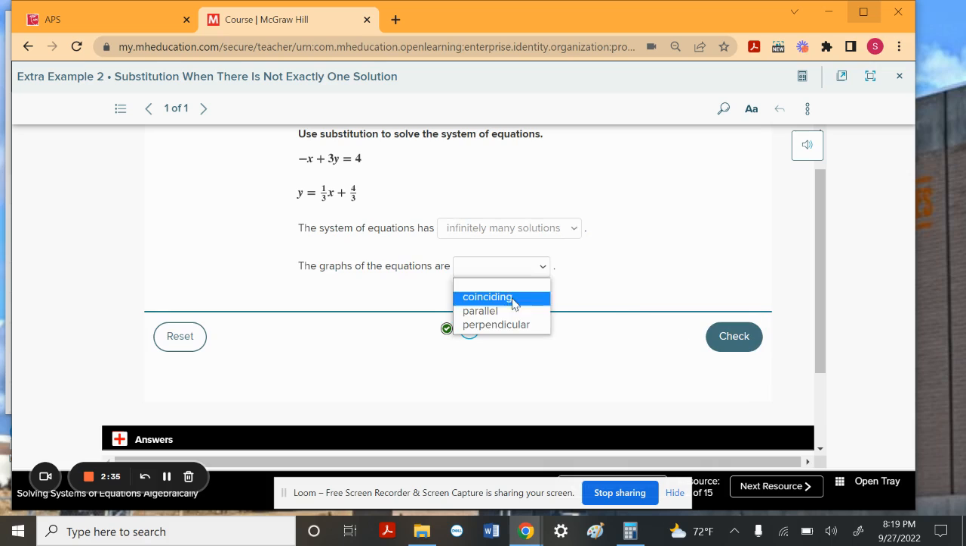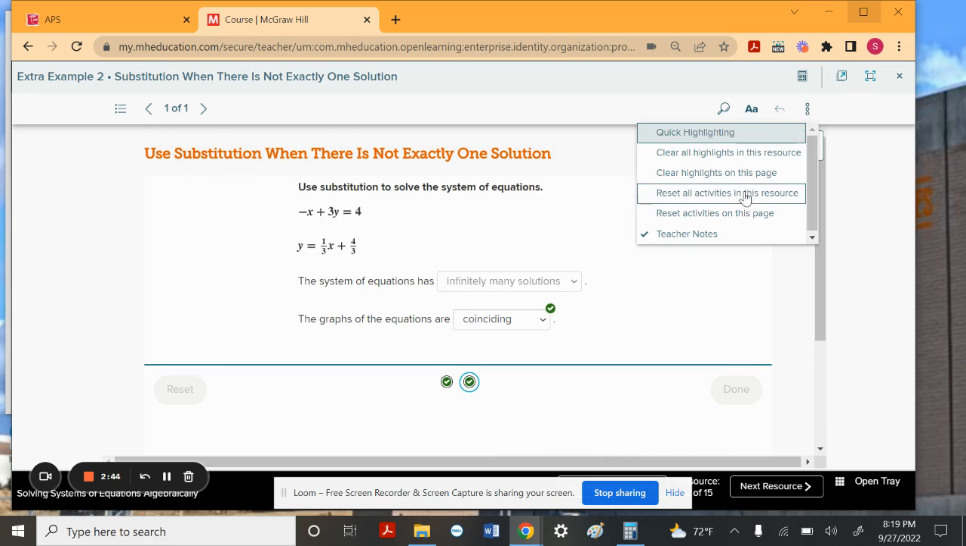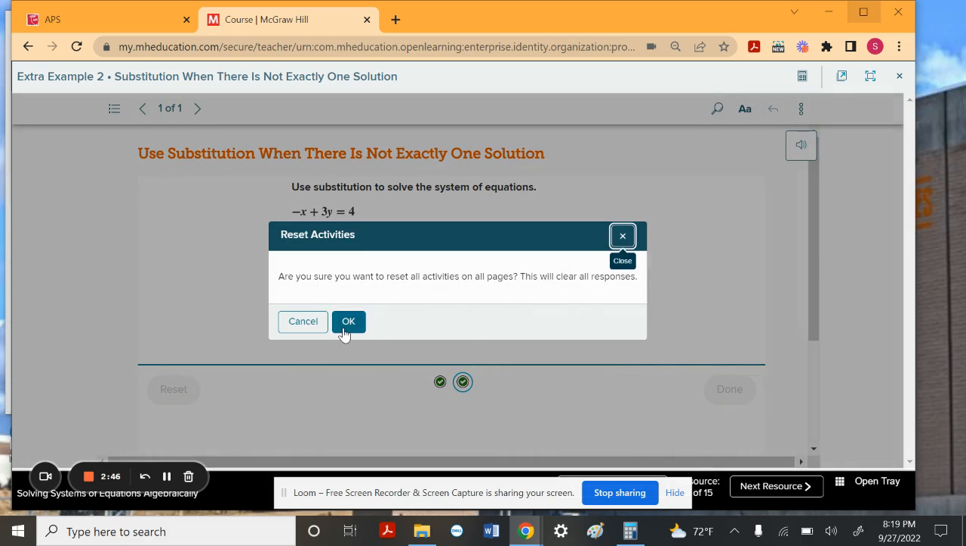So if there's infinitely many solutions, they are coinciding. So they're definitely with each other. You don't have to know that terminology, but just so that you have a general understanding, you can kind of see what that all is there.